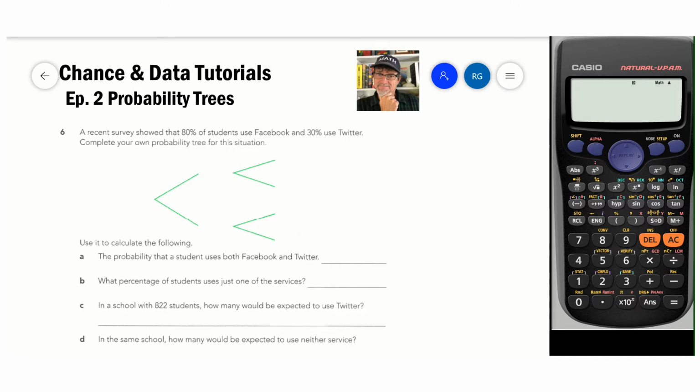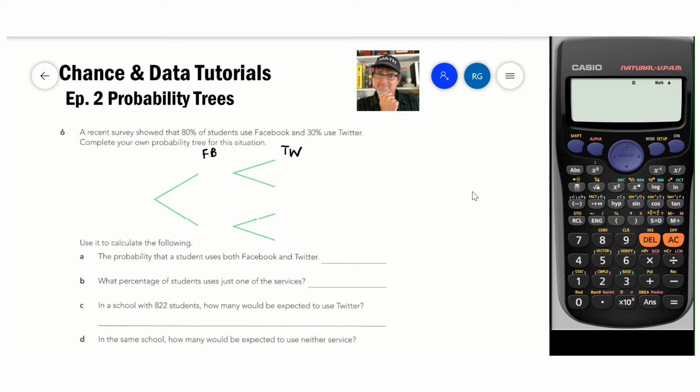A recent survey showed that 80% of students use Facebook and 30% use Twitter. Complete your own probability tree for this situation. So what we've got to do here is, in this area, write the events. We'll call this one Facebook, and we'll call over here Twitter.